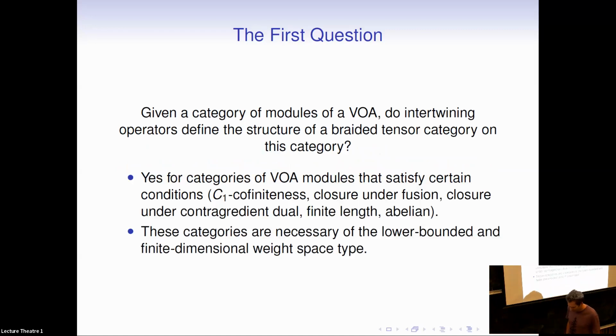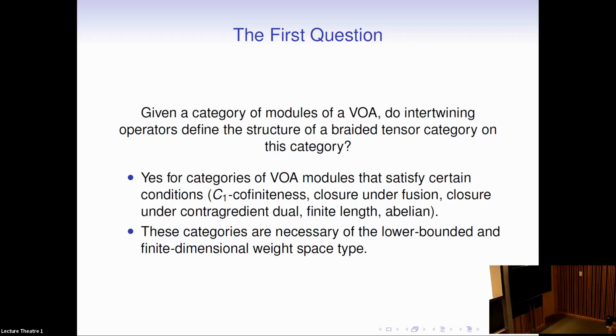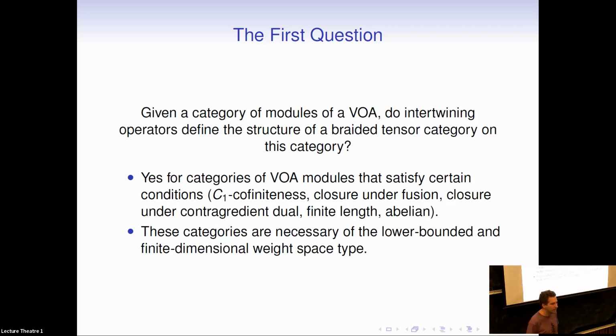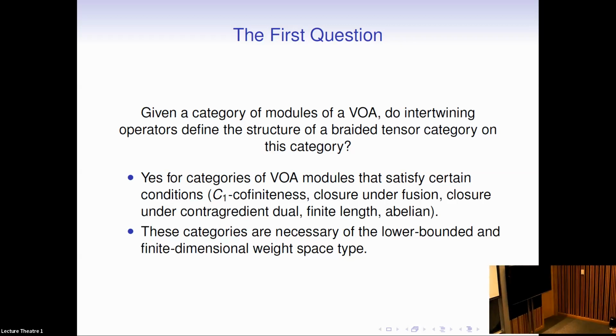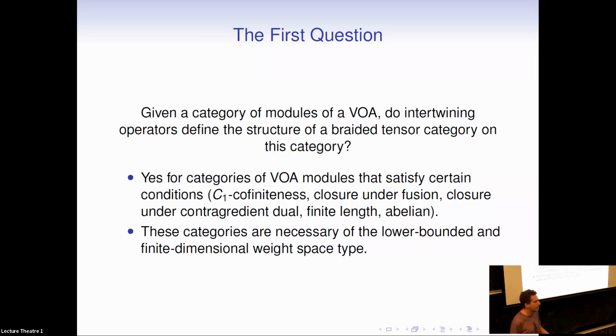This is a topic that has been pioneered by the Rutgers community, Huang and Lepowsky. They have a huge amount of papers, and the point is, if your category satisfies a bunch of niceness conditions, which I list here, then you get a braided tensor category. The problem is that you always have this condition called C1 cofiniteness, which already implies that your modules need to be lower bounded with finite dimensional weight spaces. So for example, the work by Huang and Lepowsky implies that for an affine VOA, the Kazhdan-Lusztig category has the structure of a tensor category. But most modules of an affine Lie algebra are not in that category. So it's just a very small category.